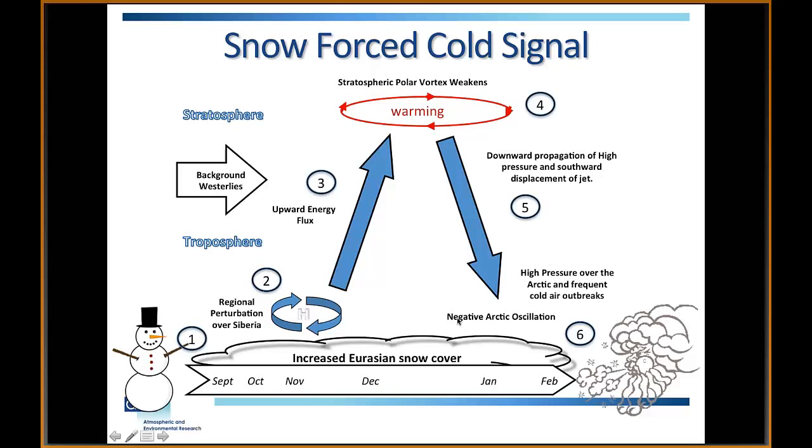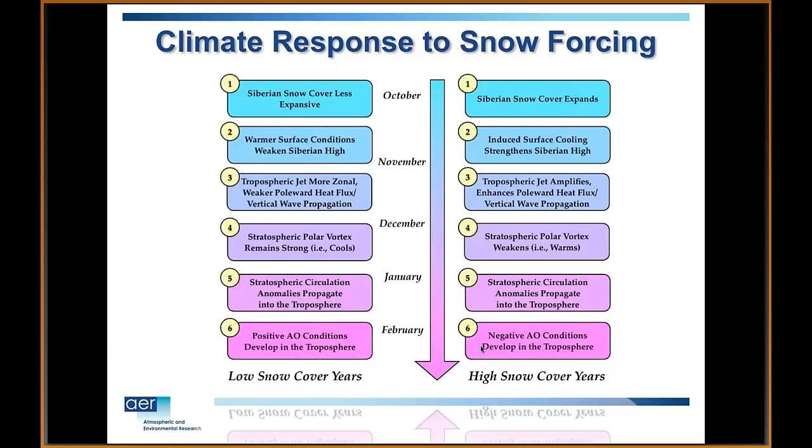The stratosphere warms in, say, January, and then it propagates down through January, February, maybe it even persists into March. Okay, so those are the six steps. I described it for the high snow cover years, and the six steps are just repeated here on the right. The system seems to be quite linear, and the low snow cover years give you almost the opposite.